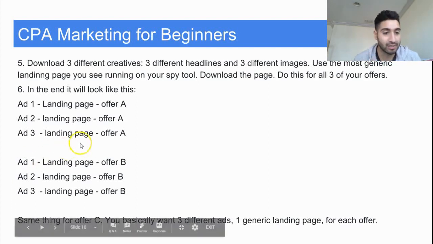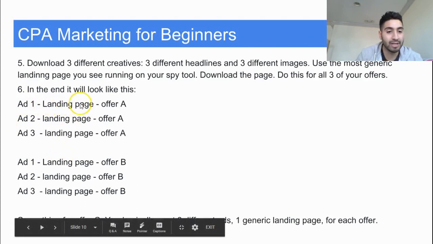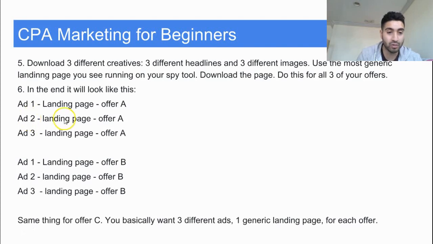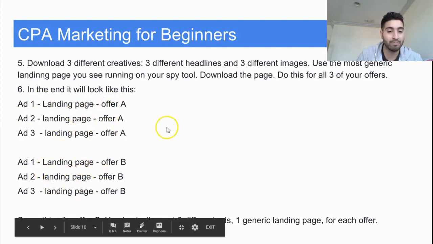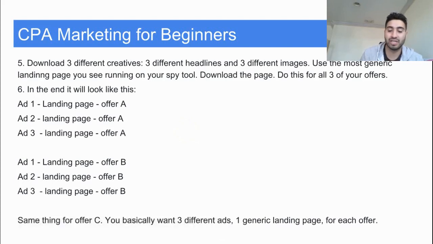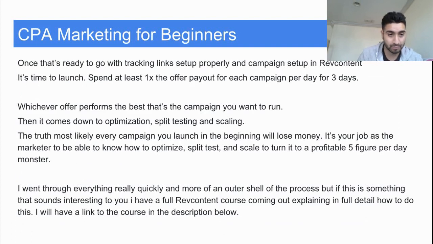You're going to have 3 different ads. You can see ad 1, the generic landing page, offer A. You have ad 2, different image, different headline, same landing page, same offer. Ad 3, same thing. And you want to do the same exact thing for offer A, B, and C. It's all the same exact setup. At the end of that, we just want to see what offer performs the best.